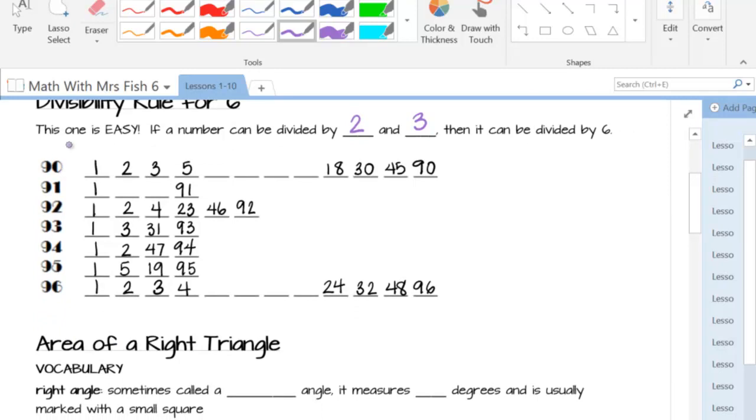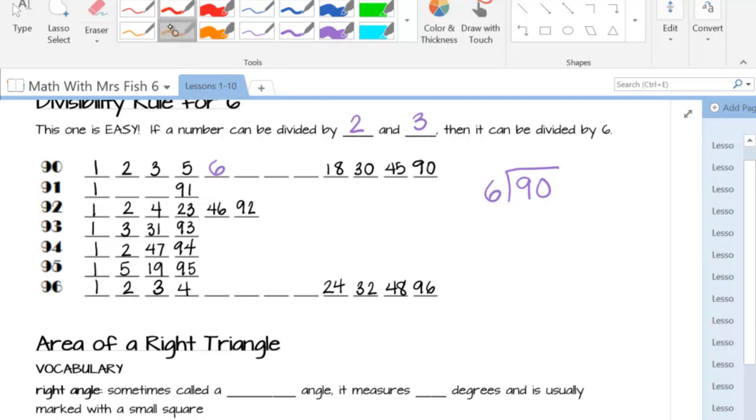We're going to look at 90 here. 90 can be divided by 1, 2, 3, 5, 18, 30, 45, and 90. You can see that we're going through and we're filling in some blanks. 90. Does 2 work? Yes, it does. Does 3 work? Yes, it does. That means 6 works. Now we have to figure out 6 times what will give us 90.